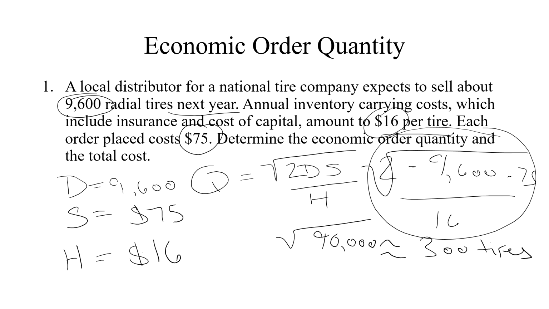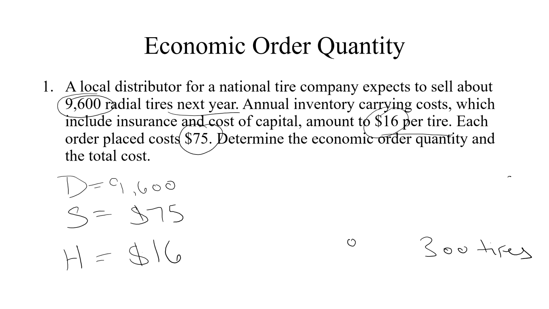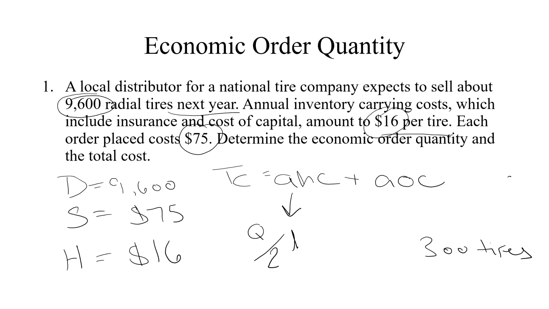So I'm going to go ahead and erase this to make room for our next step, which is going to be finding our total cost. I'm going to leave our 300 tires because we're going to need that for the next piece. So to find our total cost, it's going to be our annual holding cost, I'm writing it like this. That's not exactly how it's written, that's just to keep it simpler. And then our annual ordering cost. This is going to be annual holding cost is quantity divided by 2 times H. And then our annual ordering cost is going to be our demand over quantity times S.